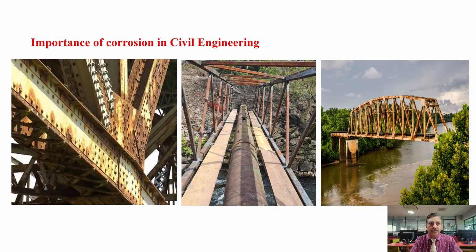Similarly, if you look at the importance of corrosion in civil engineering, infrastructure such as bridges, buildings, pipelines, and water treatment plants are exposed to environmental and chemical attack. Look at the pictures, how the pipelines and bridges have undergone corrosion. Applications of corrosion in the civil engineering field: it prevents structural failure due to corrosion of reinforced concrete, guides the use of anti-corrosion coatings and cathodic protection systems, and influences material choice for long-term durability and safety.